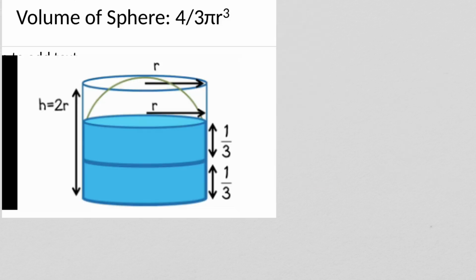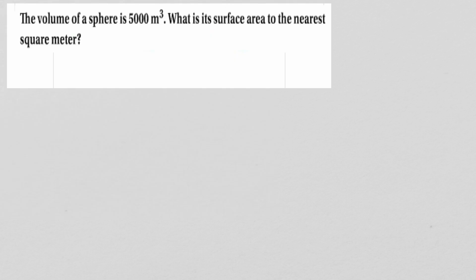Okay, volume for a sphere. It is 4/3 times pi times radius cubed. Again, another formula to put on that piece of paper. So let's take a look at this one here. This time I'm giving you the volume as 5,000 meters cubed. What is the surface area to the nearest square meter?